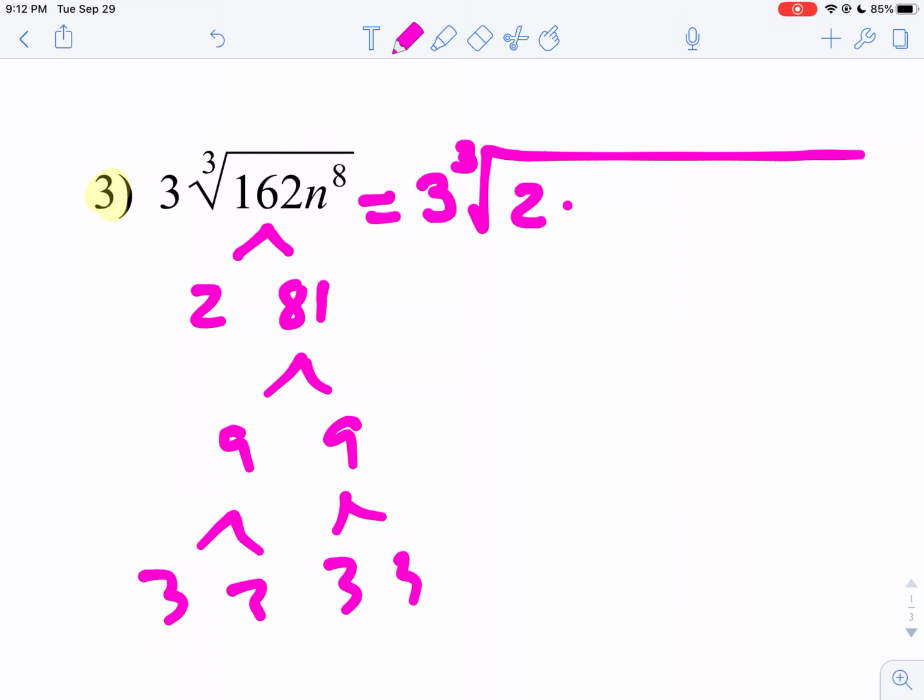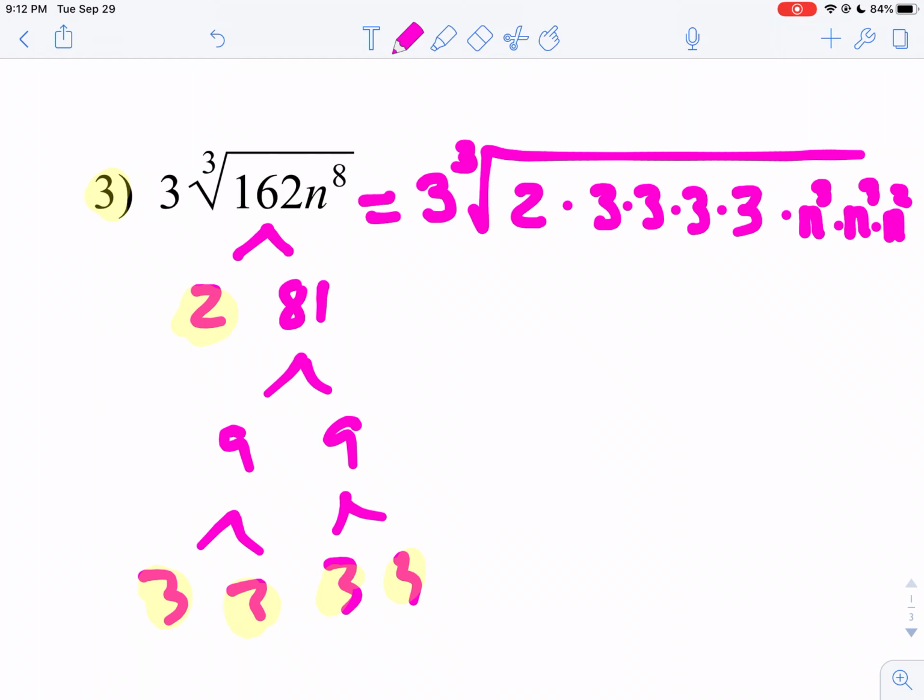Okay, so I need to write all of these numbers under the radical root, all these highlighted numbers. So we have a 2, and I have a 3, and a 3, and a 3, and another 3, so 9 times 9. And then n to the 8, you can write down n 8 times, or because you know that you are working with the third root, you can just write n to the third, that's 3, n to the third, that's 6, so you have 2 left. N to the second. Notice when you add all the powers, they add up to 8. Okay, so n to the third, n to the third, and n to the second.